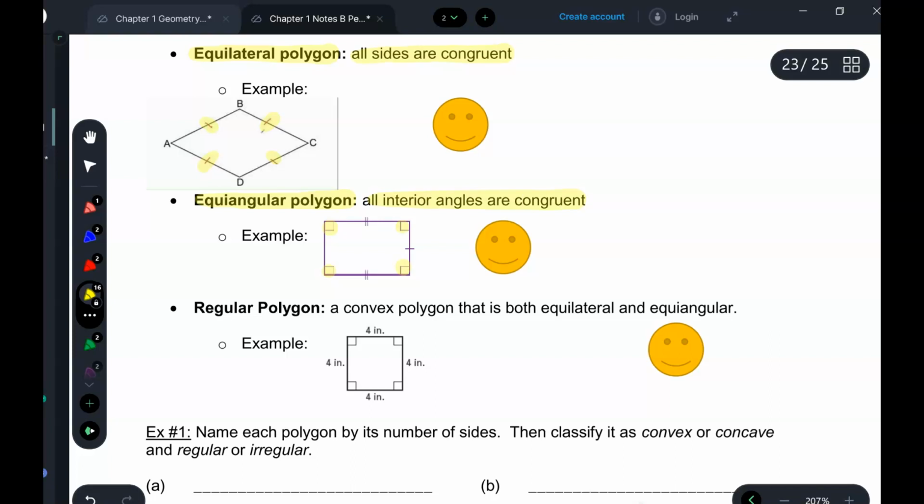What kind of shape is this? It's a rectangle. What do we know about a rectangle? There are 4 right angles, and all 4 angles are congruent to each other.